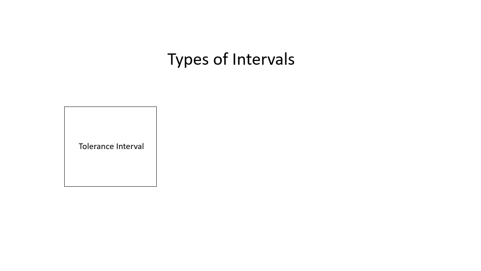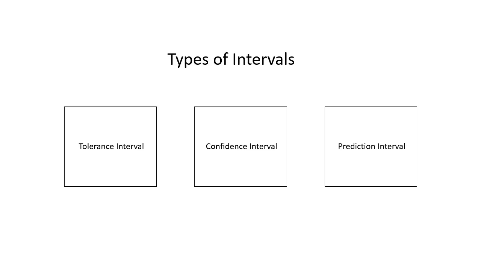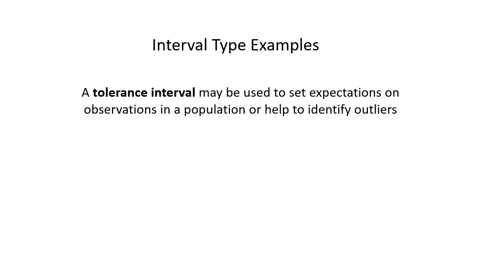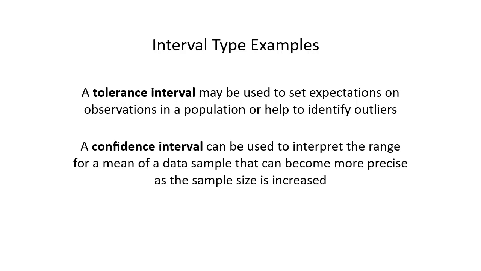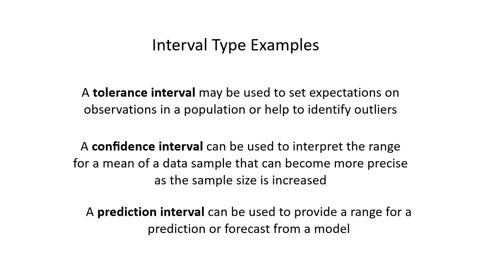There are three main types of intervals that are commonly calculated. They are tolerance intervals, the bounds or coverage of a proportion of the distribution with a specific level of confidence. Next, we have confidence intervals, the bounds of the estimates of a population parameter. Thirdly, we have prediction intervals, the bounds of a single observation.